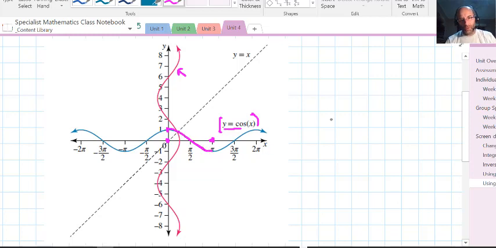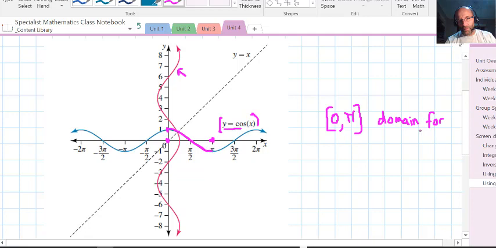So that is a restriction on the domain, 0 to pi inclusive. So that's the domain for cos x, the y equals cos x function. As you saw last time, when we do take the inverse, that will then be the range for the inverse cos.